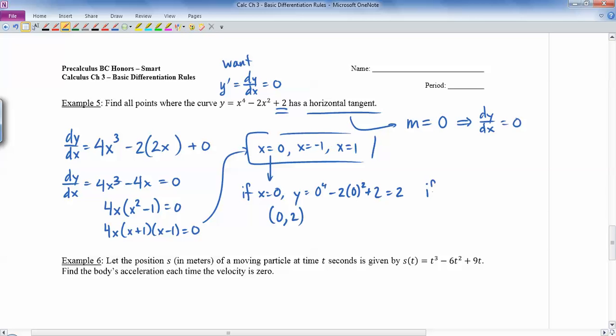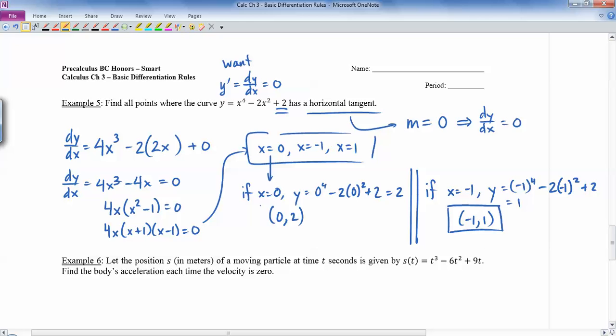If x equals negative 1, then y equals negative 1 to the 4th, which is 1, minus 2 times negative 1 squared plus 2. These guys cancel, so I'm left with 1. So then I know I get a horizontal tangent at (-1, 1).